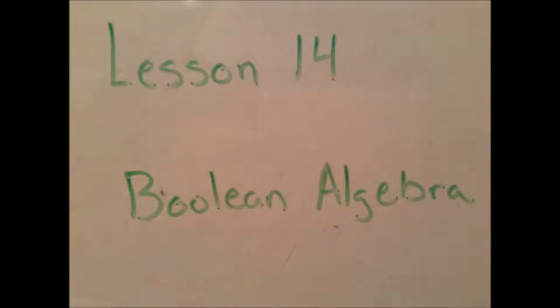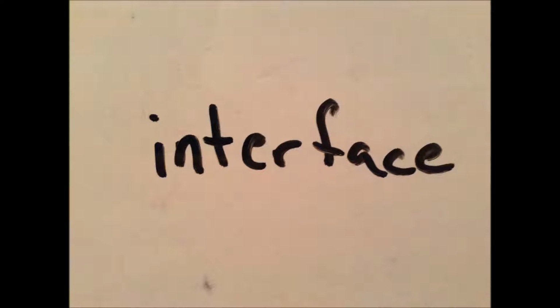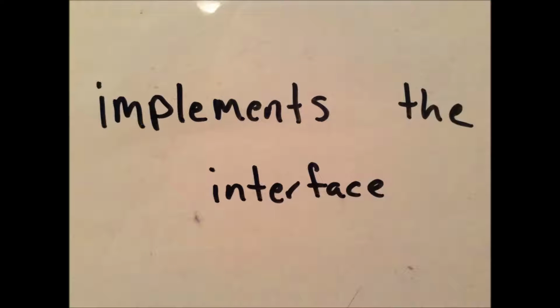In Lesson 14 about Boolean algebra, it was learned that Java has a class-like form called an interface that can be used to encapsulate only abstract methods and constants. An interface can be thought of as a blueprint or design specification. A class that uses this interface is a class that implements the interface. The interface is similar to an abstract class.